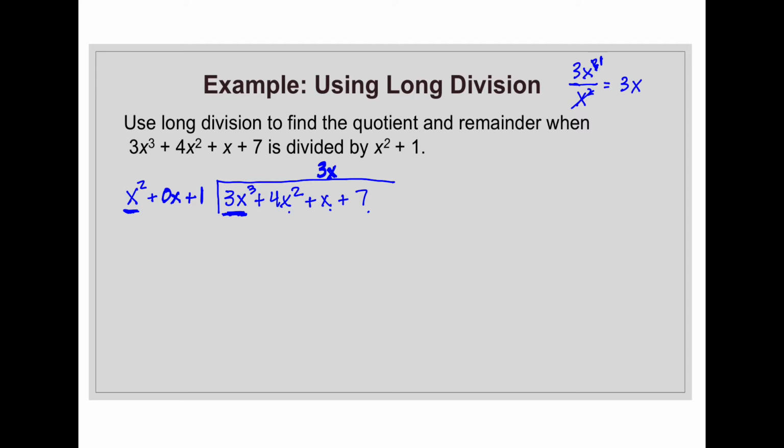Great. Now we need to figure out what's left over. So I'm going to take 3x and multiply it by each one of these here and then put the results in the proper columns underneath the division marker. So 3x times 1, well, that's 3x. So I'm going to put 3x here. And then 3x times 0x, well, that's just 0. Anything times 0 is 0. And then 3x times x squared gives me 3x to the third.